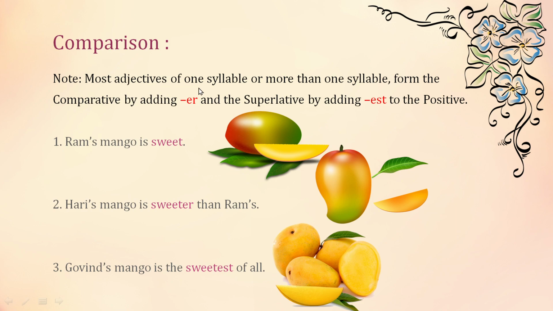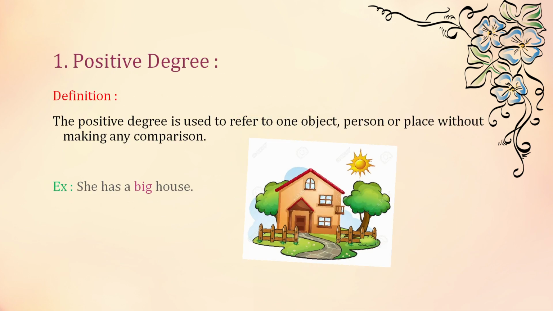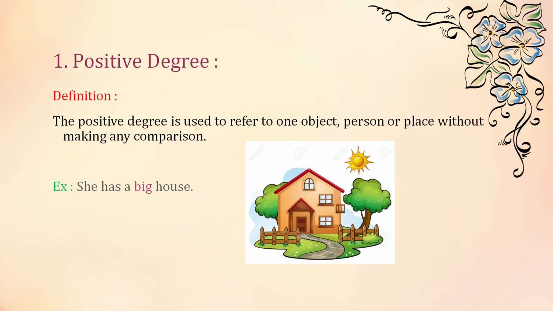So, most adjectives of one syllable or more than one syllable form the comparative by adding er and the superlative by adding est to the positive. Let's see what the positive degree is. The positive degree is used to refer to one object, person or place without making any comparison. When I say she has a big house, I am not comparing her house with anyone's house. It is just that she has a big house. That's all.